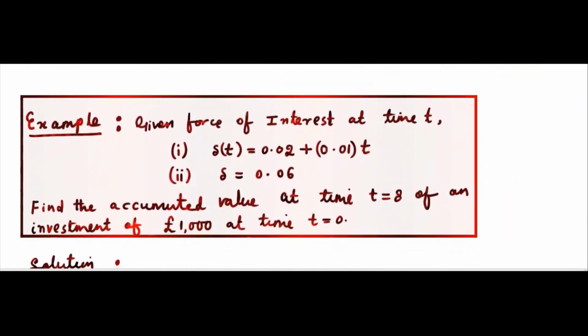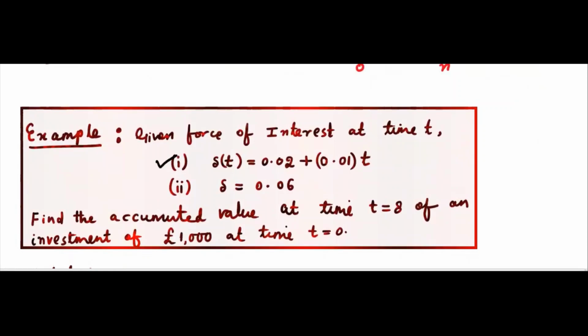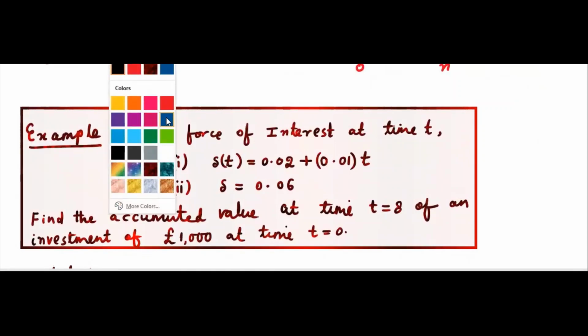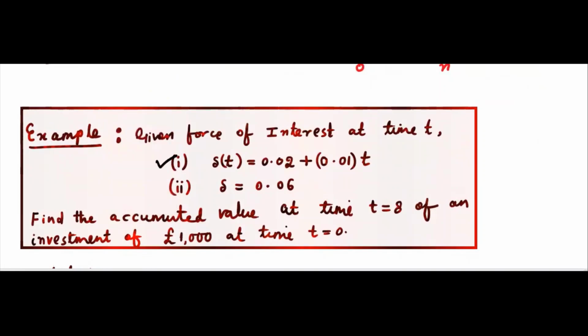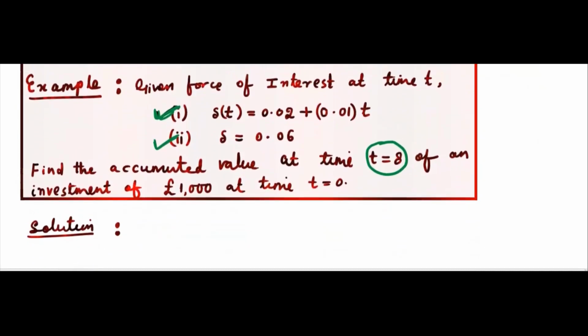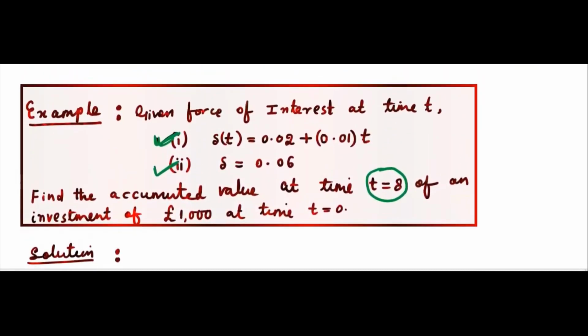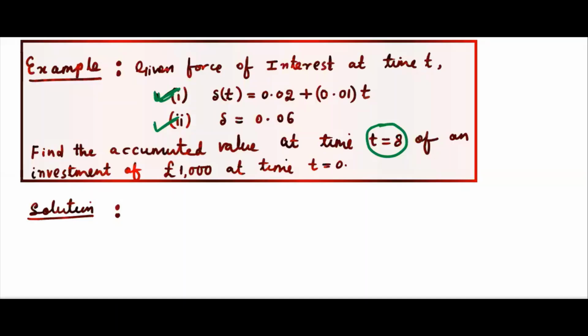This is the example. Force of interest is given here, the first one. And if you see the second one, here delta is given, a constant force of interest. You need to deposit for 8 years. If you deposit for 8 years, how much will you get at the end? So let's draw a diagram for this. Let me draw the diagram for the first one.